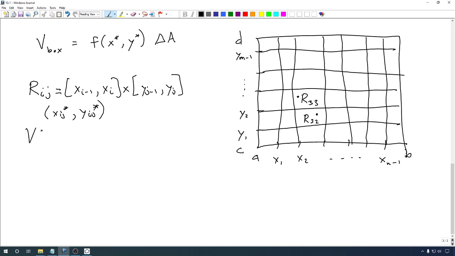And then the volume of the box over that, maybe we'll just call that Vij. It's the volume of the box over Rij using the sample point and plugging that sample point into our function of two variables. Remember, we're just following this formula that we have here. So this is f of xij star, yij star, and then we use the area of that rectangle. So the area of Rij is, let's say, Aij.